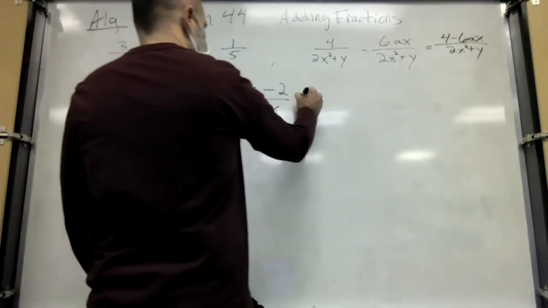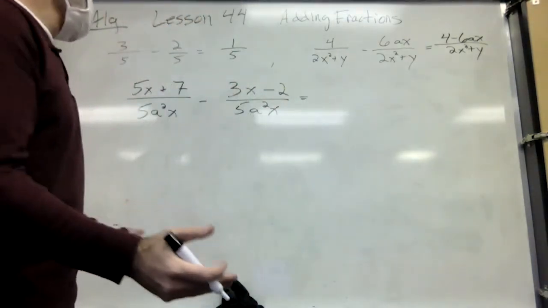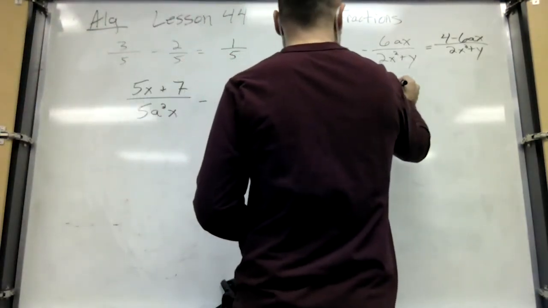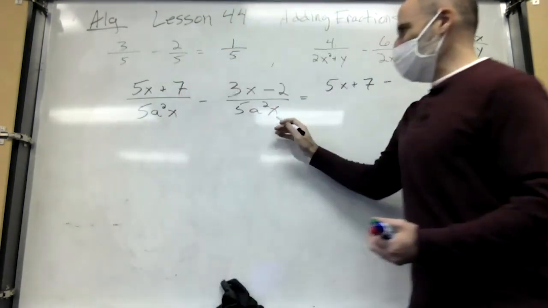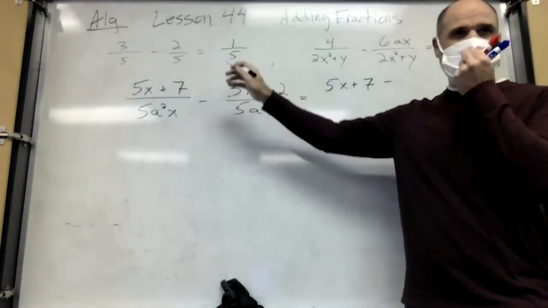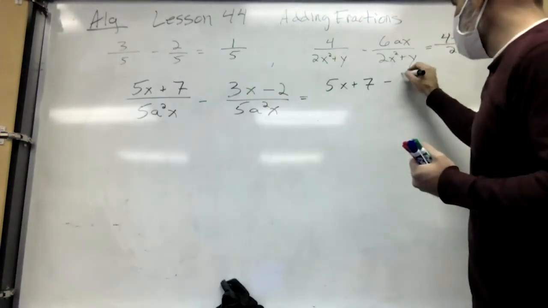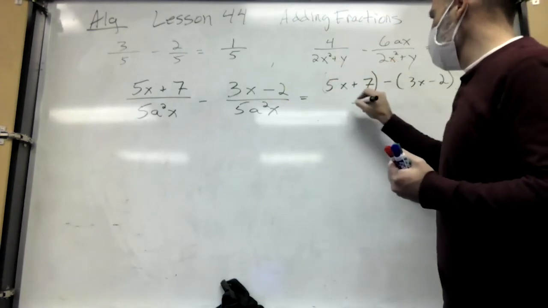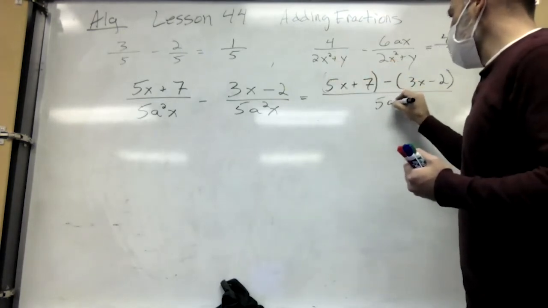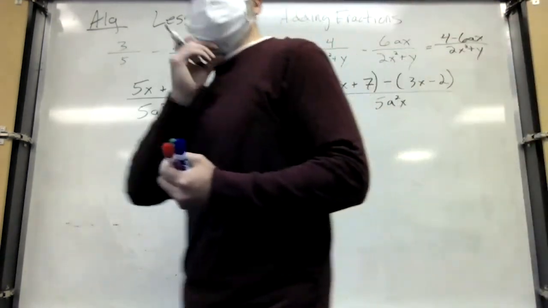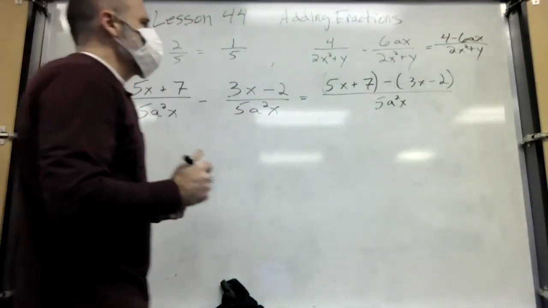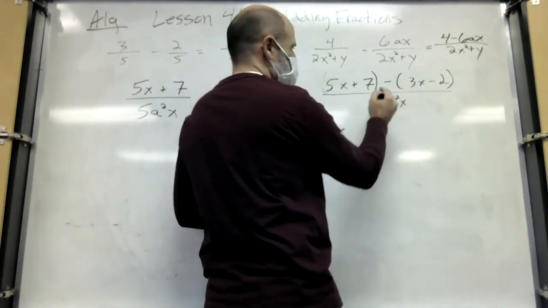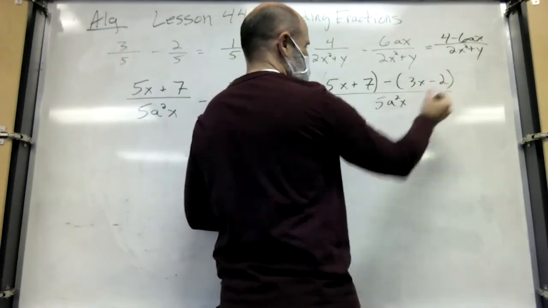Okay? So let's just step this out. All this is 5x plus 7. Minus, you're subtracting this whole fraction, right? So you have to subtract this whole thing. How do you subtract the whole thing? You put it in parentheses, okay? And you can do that if you want to. And it's still over the same denominator. The denominator doesn't change, okay? So now we're subtracting 5x minus 3x. We can combine those to 2x, but then it's 7 minus minus 2.